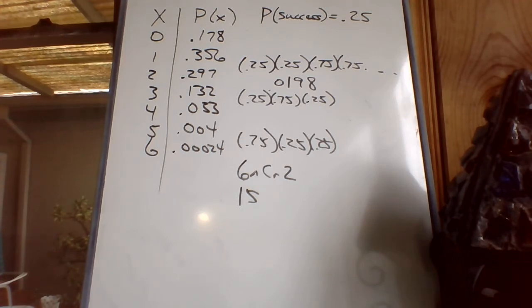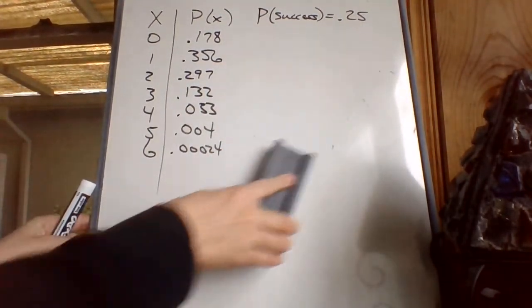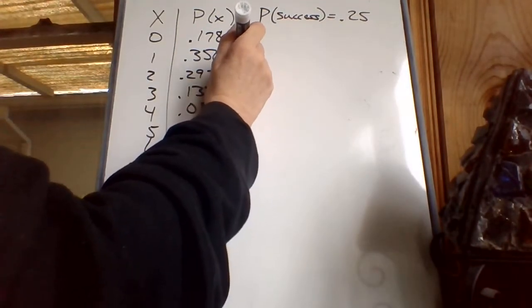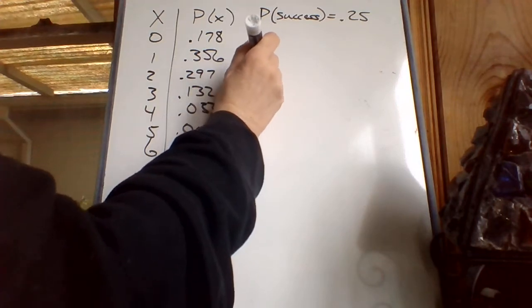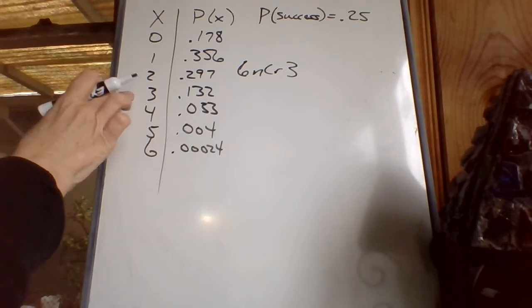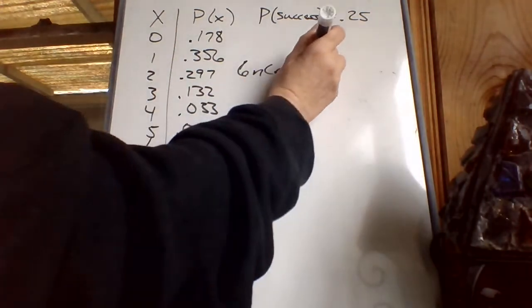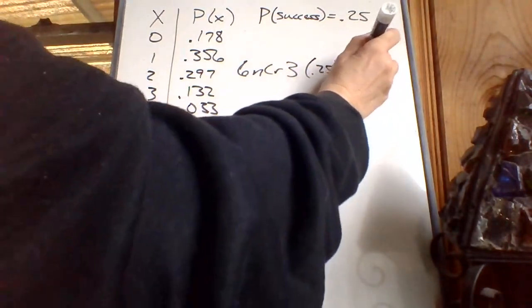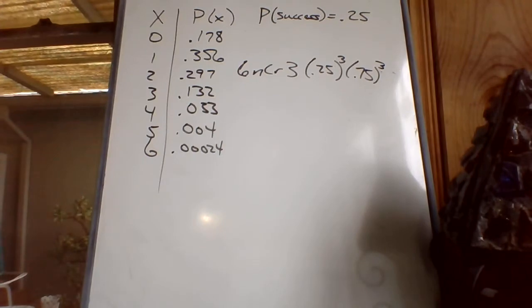0.297. At least I got the right thing. Okay. And then I'd have to go down. Now I can kind of start to see the pattern. All right. So I would go 6 nCr 3. That'll take care of that multiplying number. I'm now doing 3. I was doing 2, but now I'm doing 3. And I'm going to put 0.25 in there 3 times, and I'm going to put 0.75 in there 3 times. I'm going to get that number.